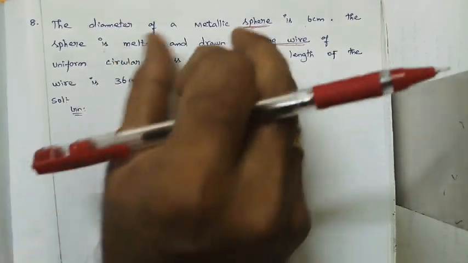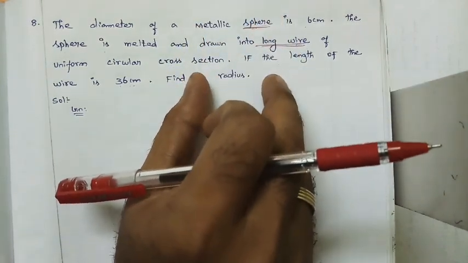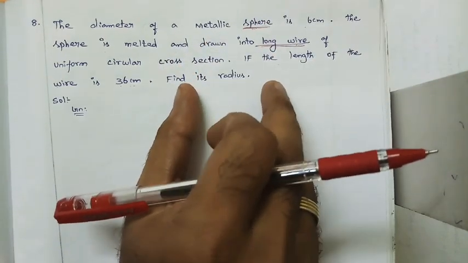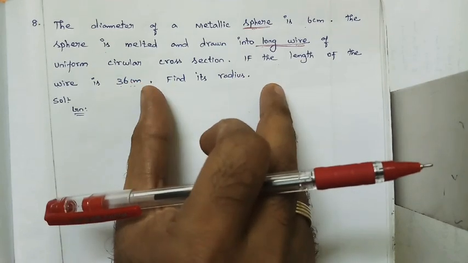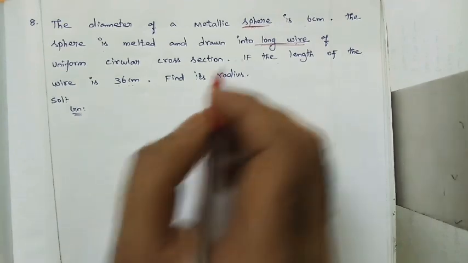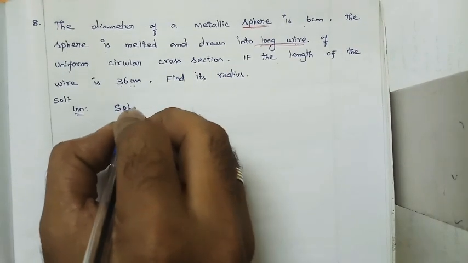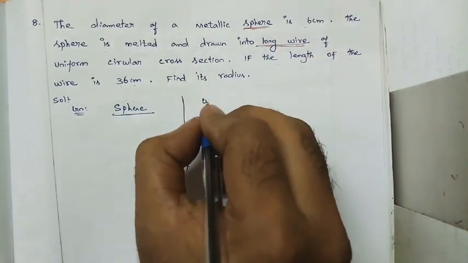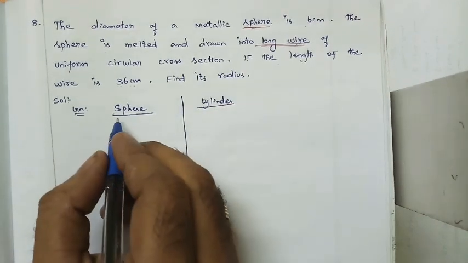What is the condition? The sphere has been melted and recast in the form of a cylinder. So the volume of the sphere is equal to the volume of the cylinder. By just equating, we'll get the radius. Here they are discussing two shapes. The first one is the sphere, and the next one is the long wire. What is the shape of the long wire? Cylinder.